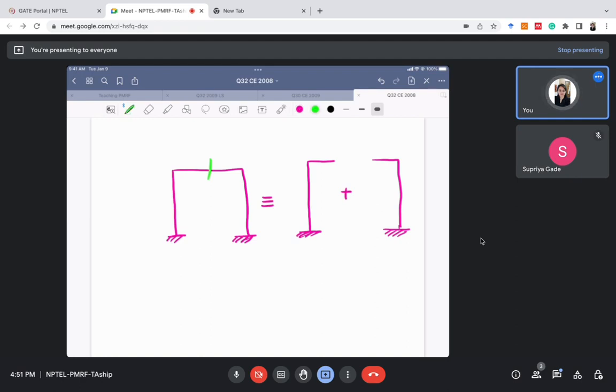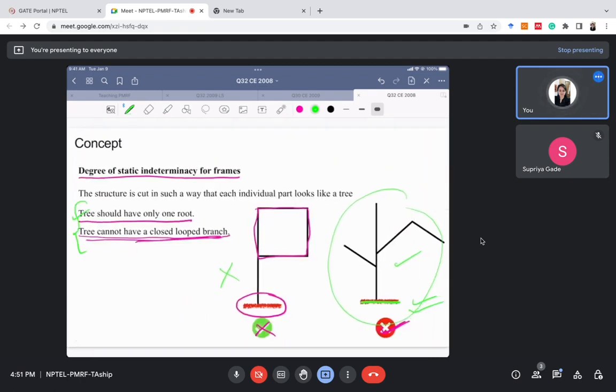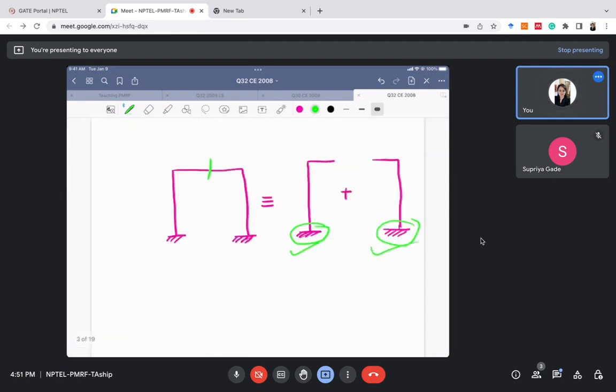Why? Because we are making two open tree-like structures. This qualifies as a tree because it has one root and it has no looped branches. The branches are open. So in this way we have to make the cut. These two points are the only ones we need to keep in mind for making the cut. So this is the right technique to make the cut, in which we have these two structures. Also we can make a cut like this.